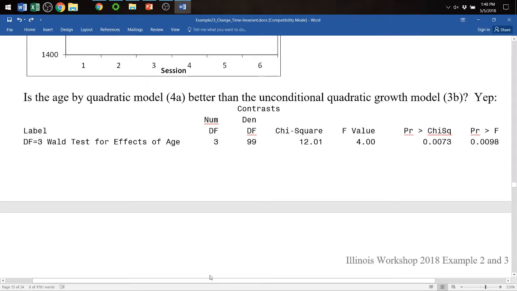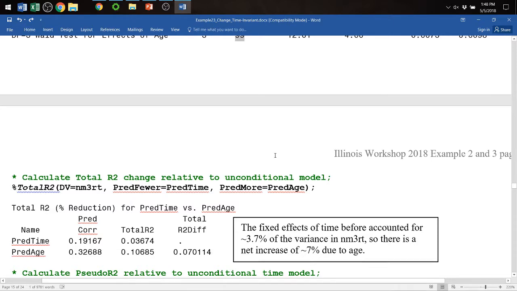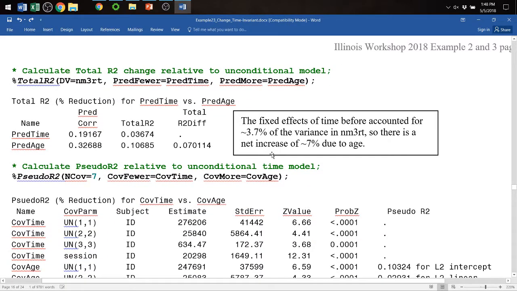So here's the total effect of age, the 3-degree-of-freedom Wald test. F times 3 is chi-square. The difference in the p-values is whether you're referencing an F distribution that has denominator degrees of freedom or a chi-square distribution that does not. They matter less and less. The differences are less and less the more people you have.